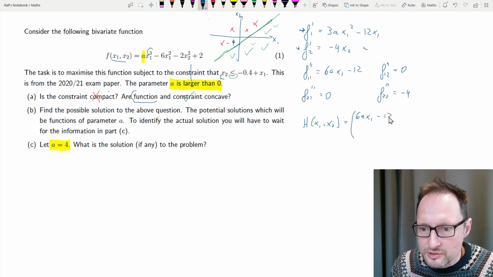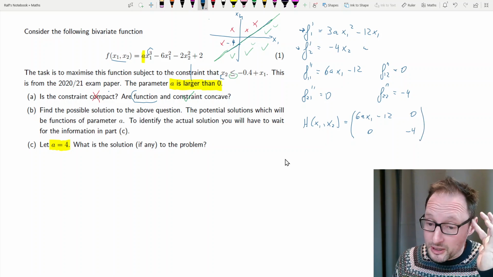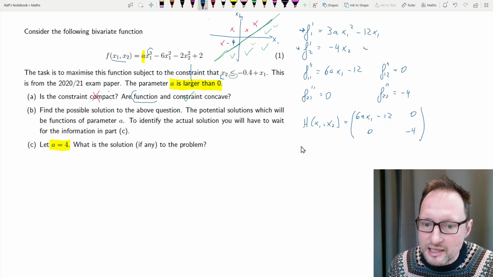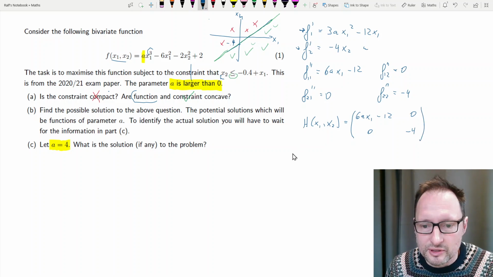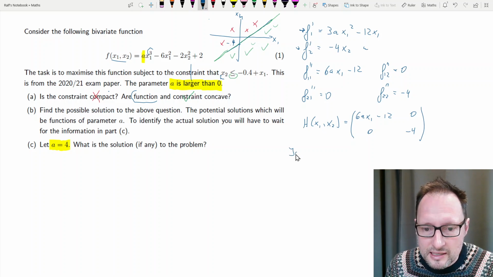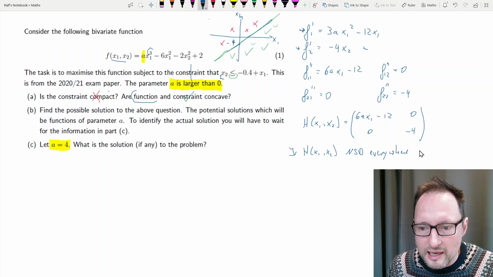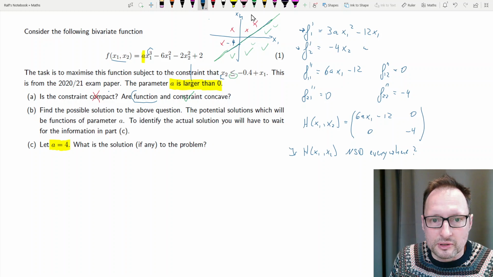6a x1 minus 12, 0, 0, and negative 4. So for the function to be globally concave, we would need that Hessian to be negative semi-definite everywhere. So is the Hessian of x1, x2 negative semi-definite everywhere? So for all allowed combinations of x1 and x2.